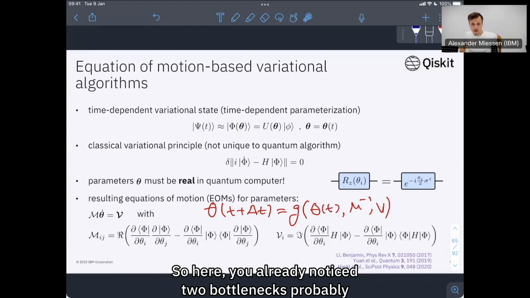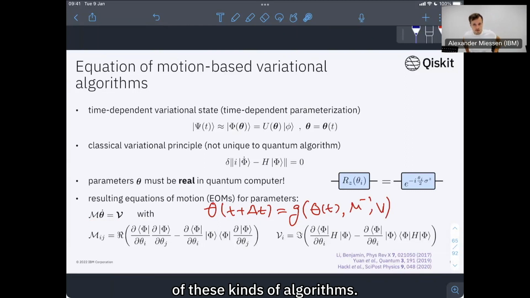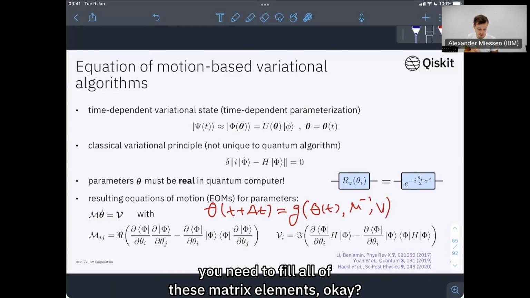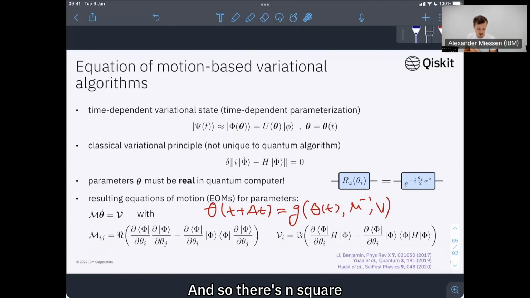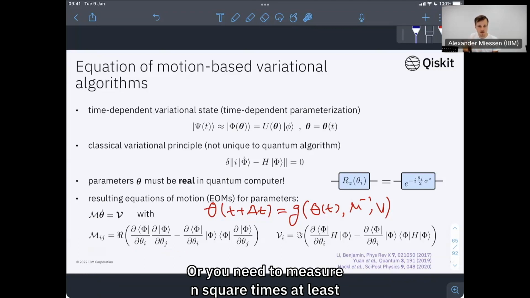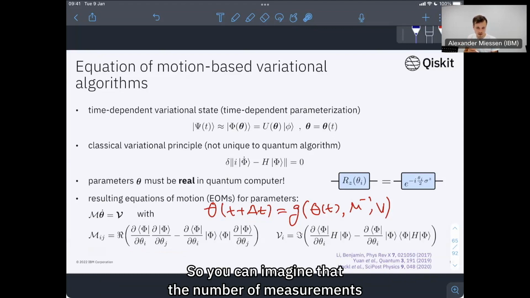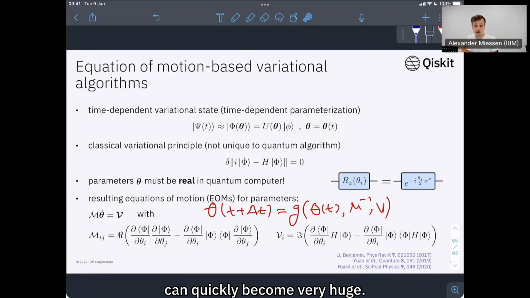So here you already notice two probable bottlenecks of these kinds of algorithms. First, at every time step of this integration, you need to fill all of these matrix elements, okay? And so there's N squared, if N is the number of parameters, that you need to measure, or you need to measure N squared times at least. So you can imagine that the number of measurements can quickly become very huge.